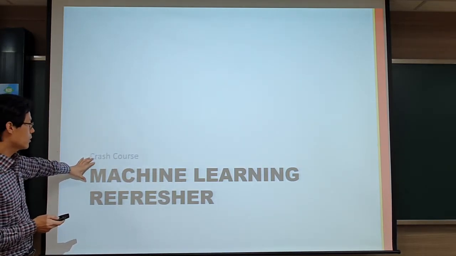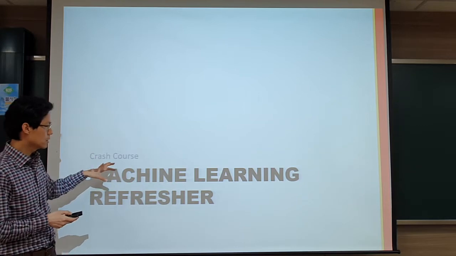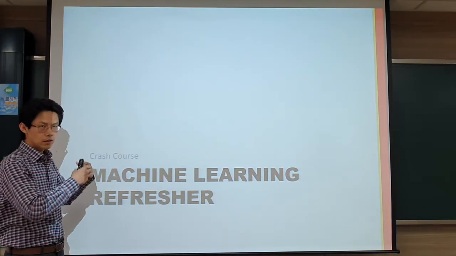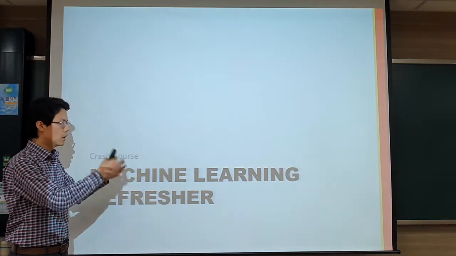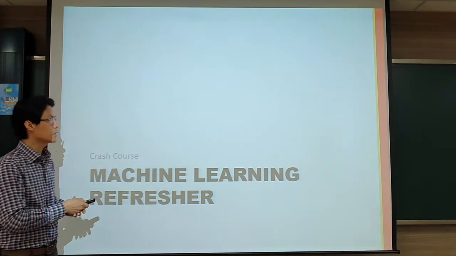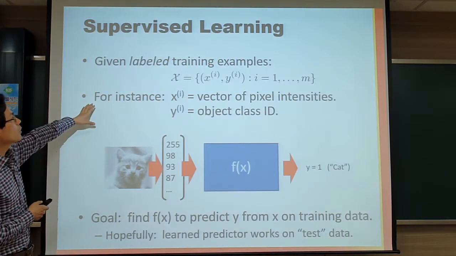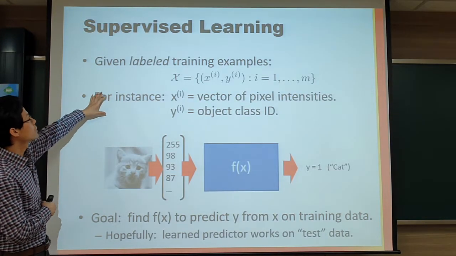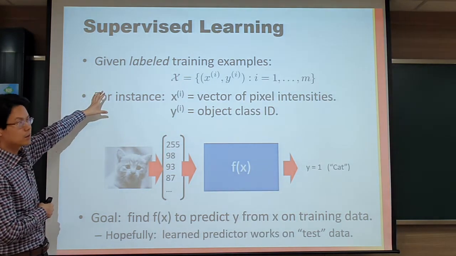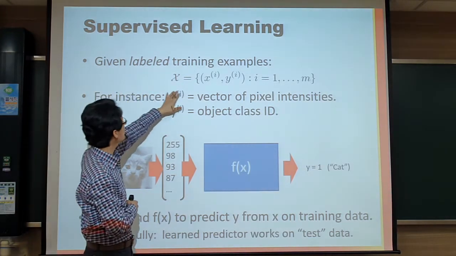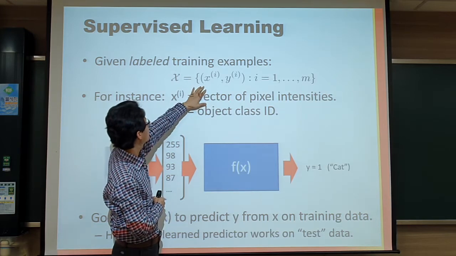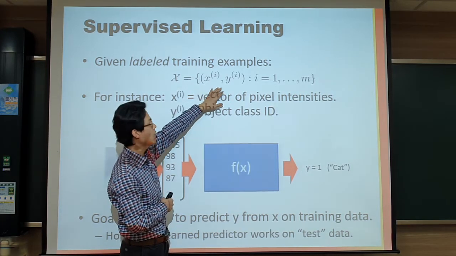Now I will talk about some of the basic machine learning techniques, and then build on top of them toward deep learning. Overall, we'll start with supervised learning. In supervised learning, we have training data examples. X is, you can treat it as, the image, and Y could be the label.